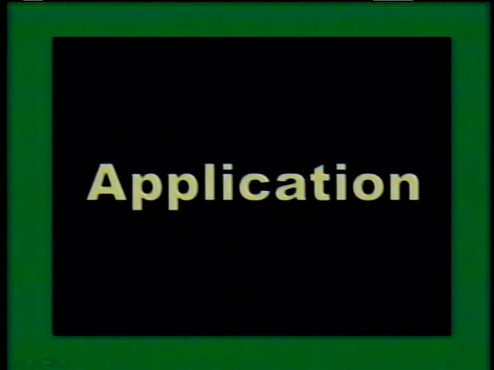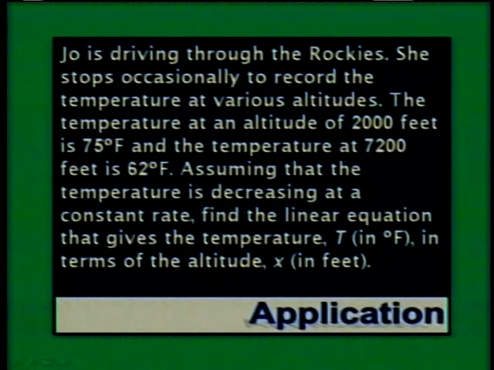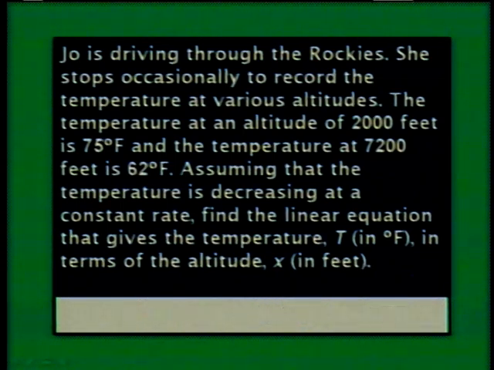Let's apply this strategy in an application. So Jo is driving through the Rockies. She stops occasionally to record the temperature at various altitudes. The temperature at an altitude of 2,000 feet is 75 degrees Fahrenheit, and the temperature at 7,200 feet is 62 degrees Fahrenheit. Assuming that the temperature is decreasing at a constant rate, we want to find the linear equation that gives the temperature T measured in degrees Fahrenheit in terms of the altitude x measured in feet.